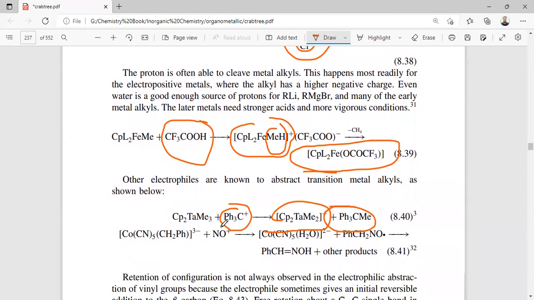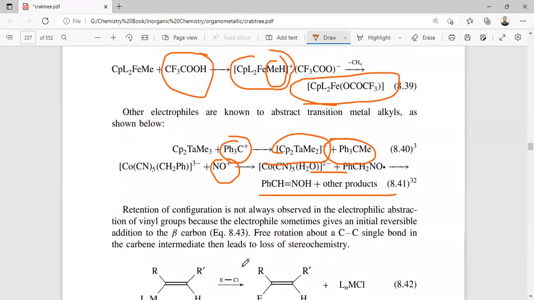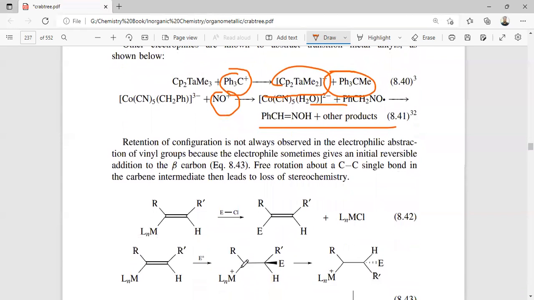So NO plus also acts as an electrophile that will abstract the proton to form this, and from this, this is formed. So the retention of the configuration is not always observed. In the electrophilic abstraction of vinyl groups, the electrophile sometimes gives an initial irreversible addition to the beta carbon. So the free rotation about the CC single bond in this carbon intermediate then leads to loss of stereochemistry.